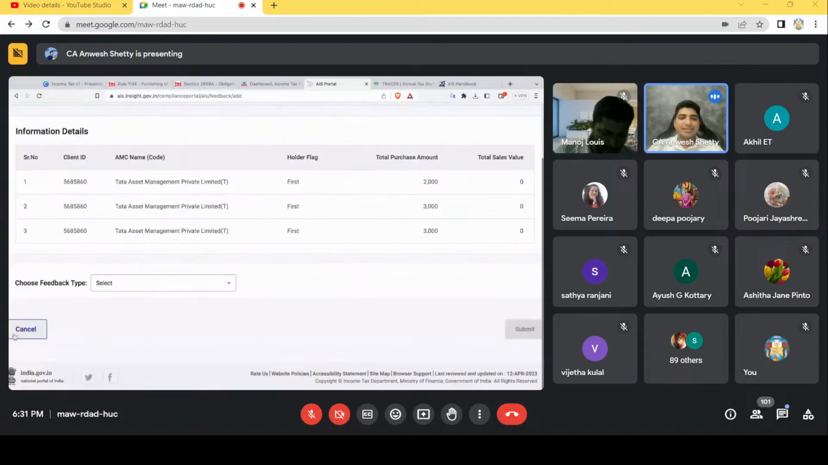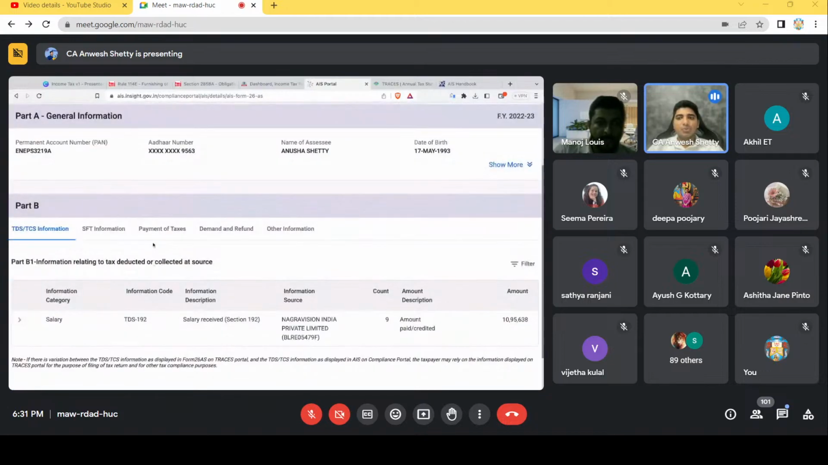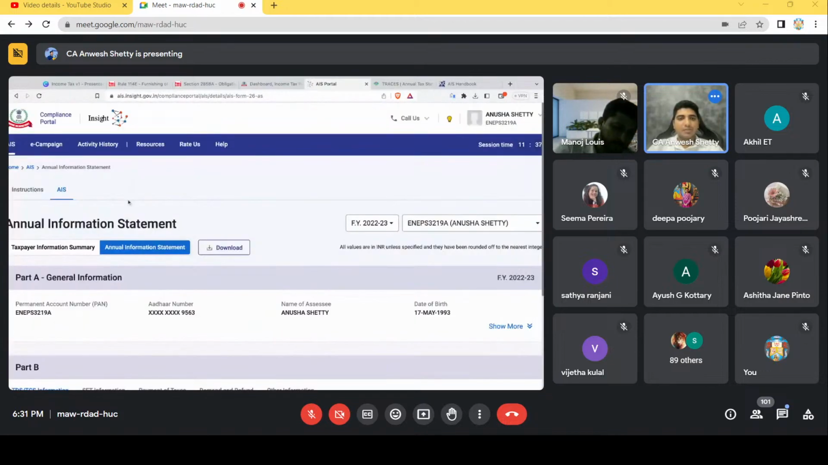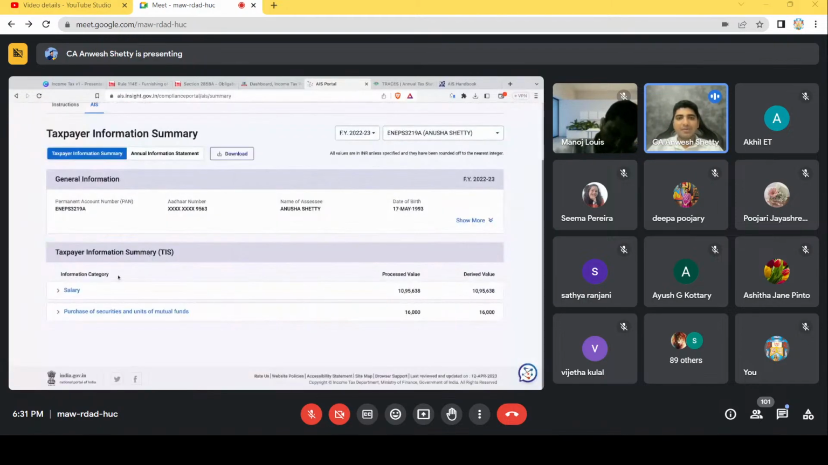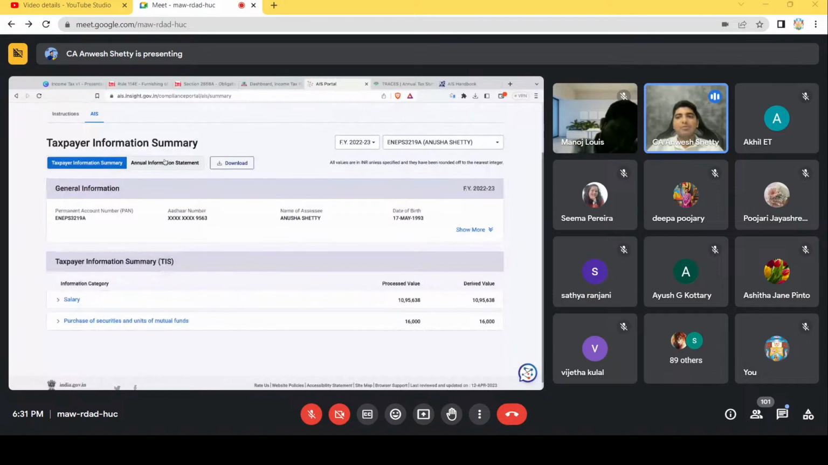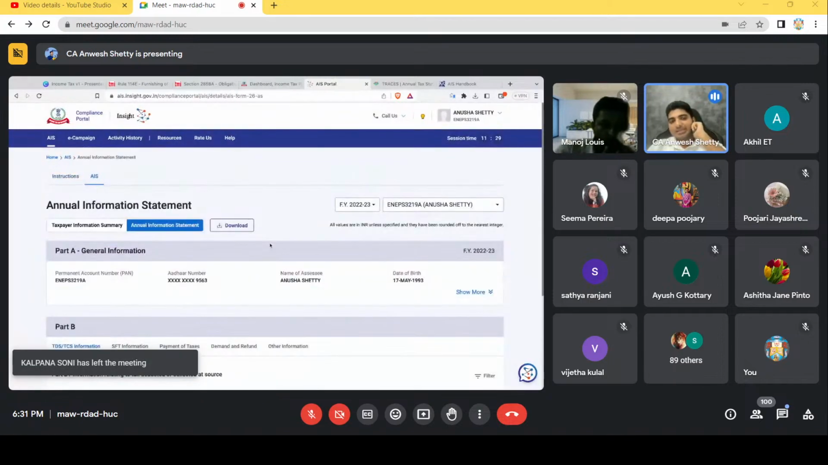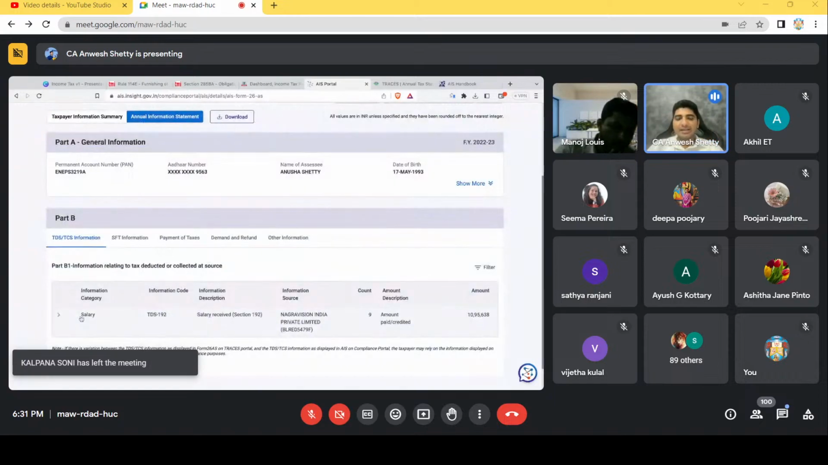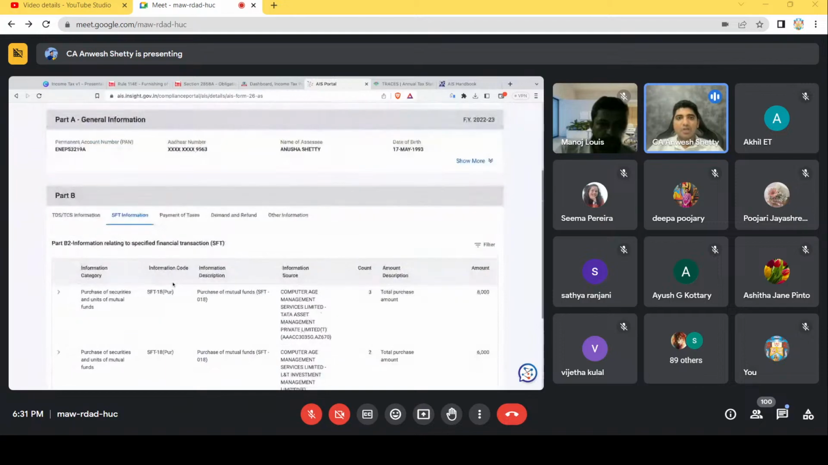our TIS is concerned. Okay, I'm going to cancel this. Let me come down to my, 1 second. Okay, so this was my TIS. So if I'm going to come to my AIS, this is the salary related information. This is the SFT related information that we saw.